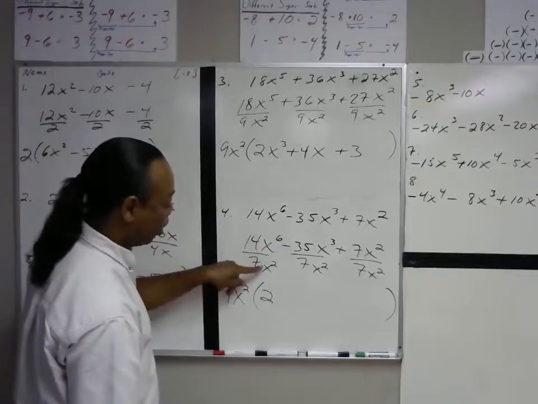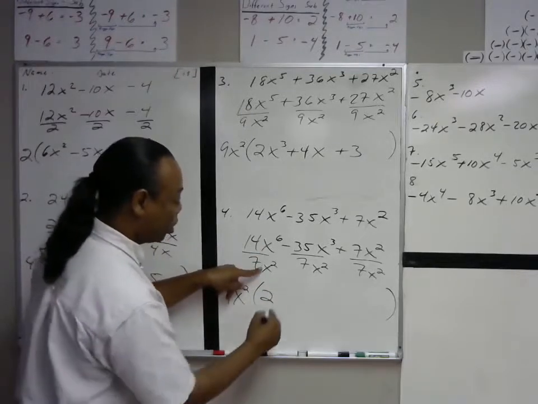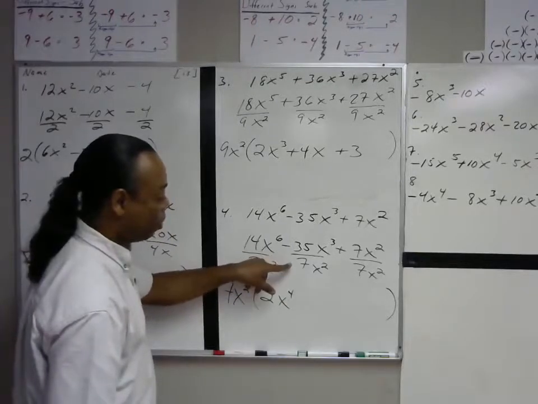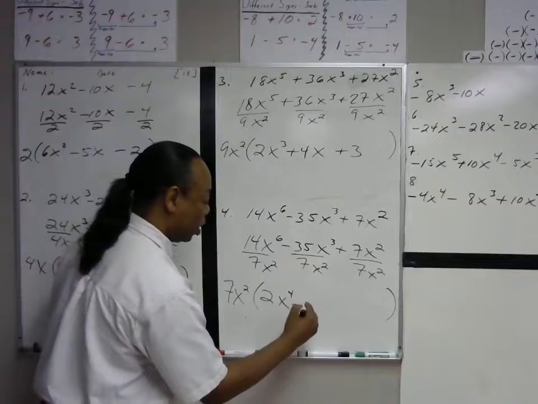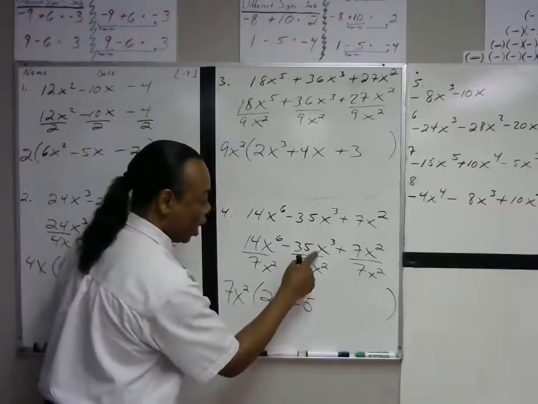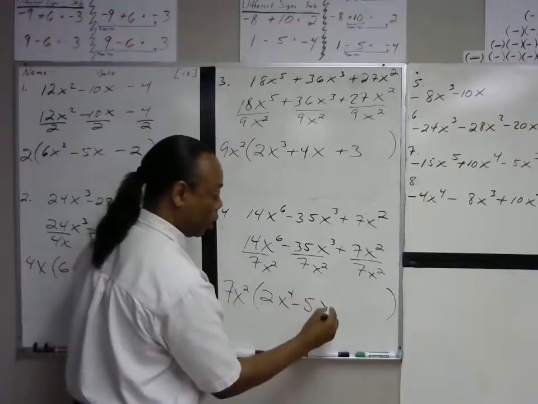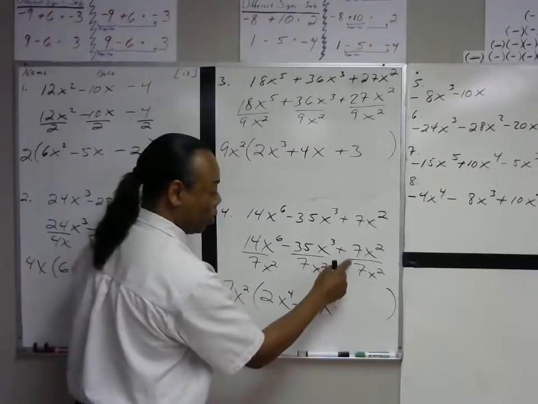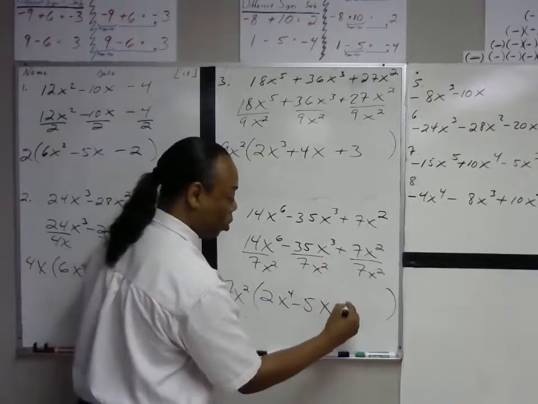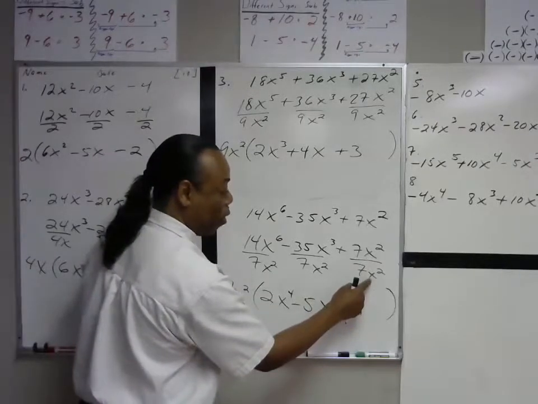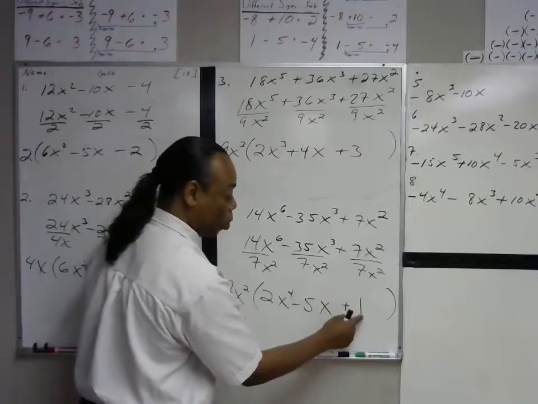X to the 6th divided by x to the 2nd power leaves x to the 4th power. Negative 35 divided by positive 7 is negative 5. X to the 3rd power divided by x to the 2nd power leaves us a single x. And 7 divided by 7 leaves us with 1. And x to the 2nd power divided by x to the 2nd power also leaves us with 1. And 1 times 1 is 1.